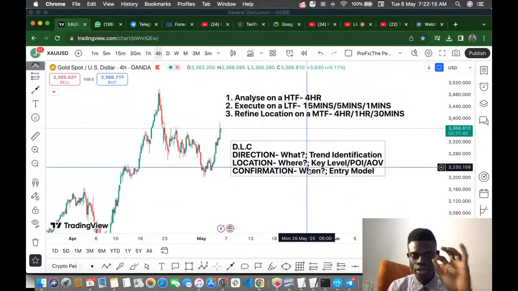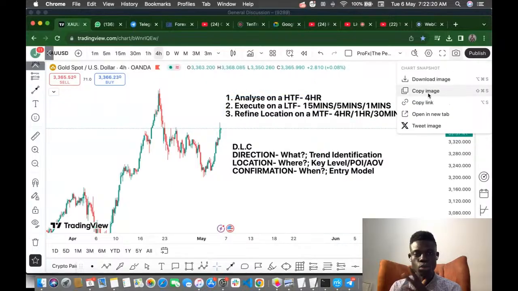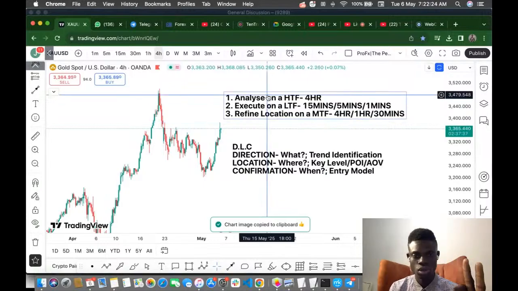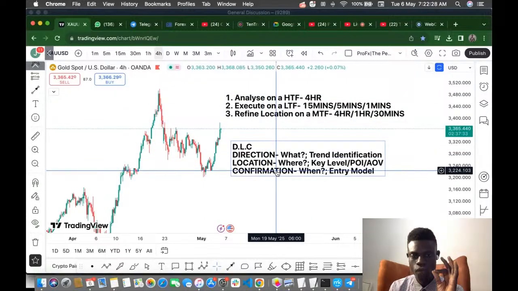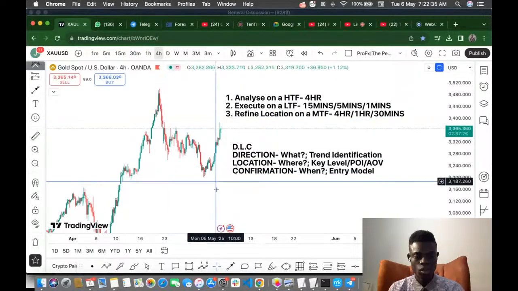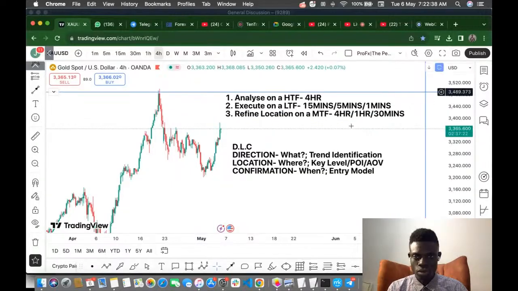I believe this is clear. So this is what you have. Before you come to the chart, you want to settle this. What is my time frame for direction? What is my time frame for location? What is my time frame for confirmation?